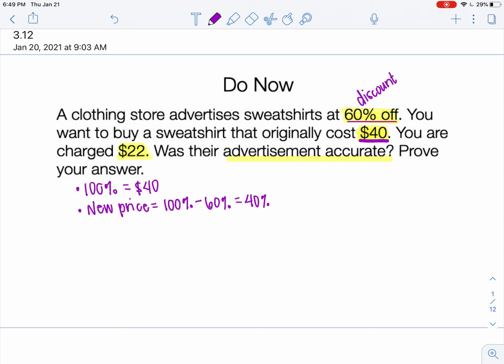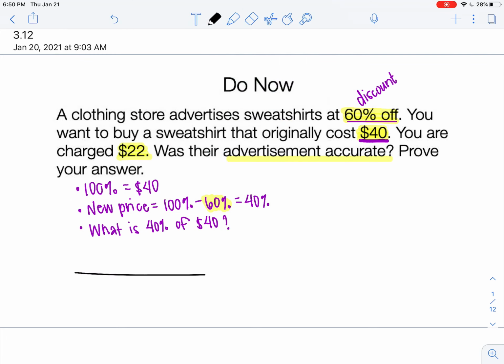Now, I know that my original price was $40. So this means what I'm looking for is, what is 40% of $40? And again, the reason why I'm looking for 40% of $40 is because it's supposed to be 60% off. So 60% less than the original price.